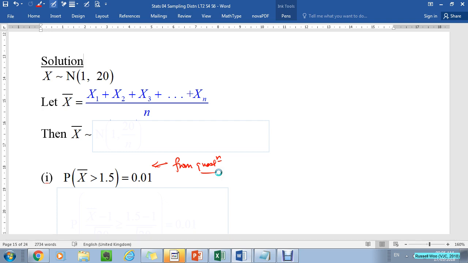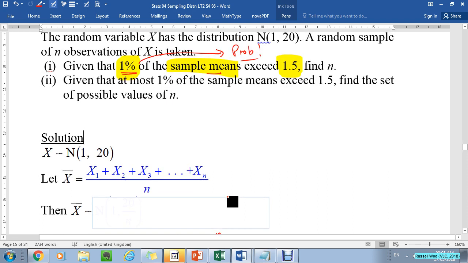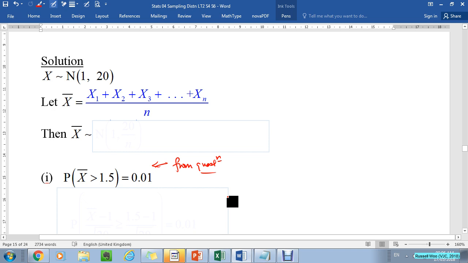It's another way of saying probability. And I repeat one more time, it's another way of saying probability. It is actually just this statement: 1% of sample means may exceed 1.5. 1% is probability. So, what is the unknown here? The unknown here is n.